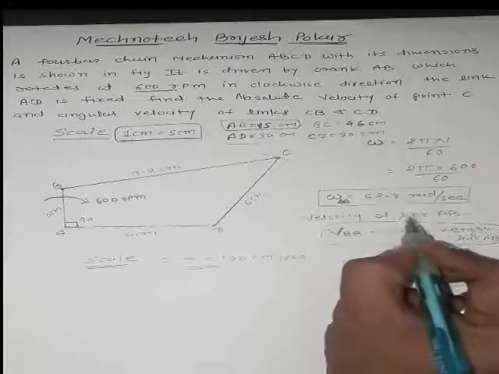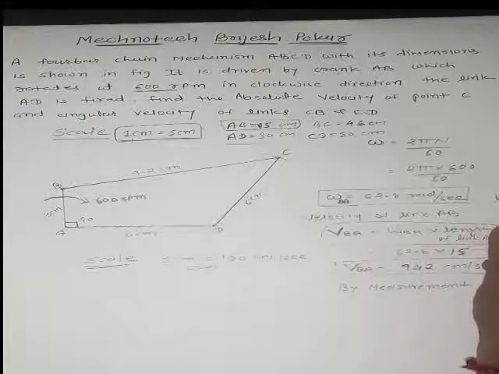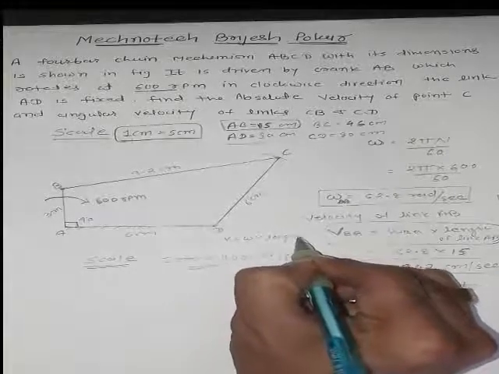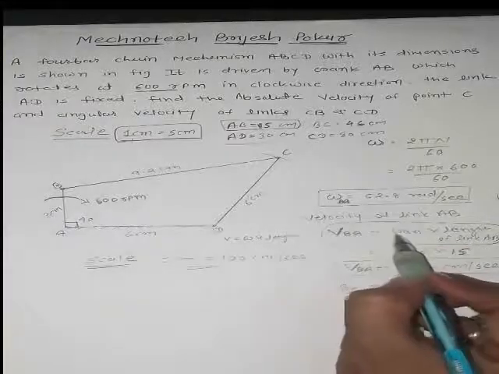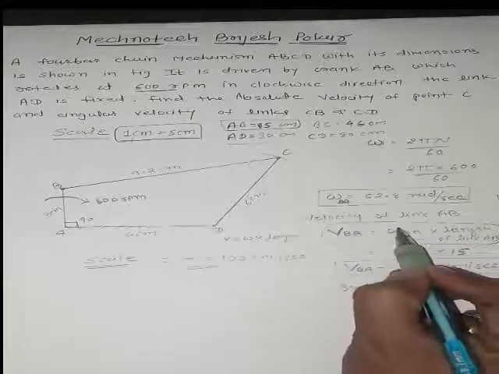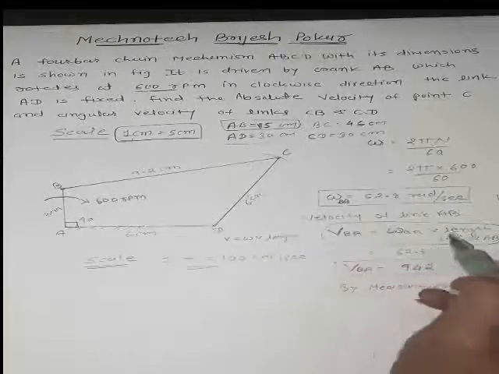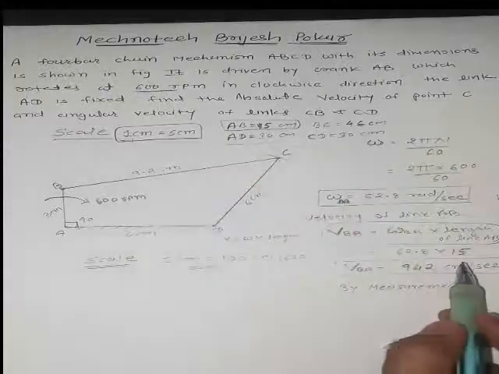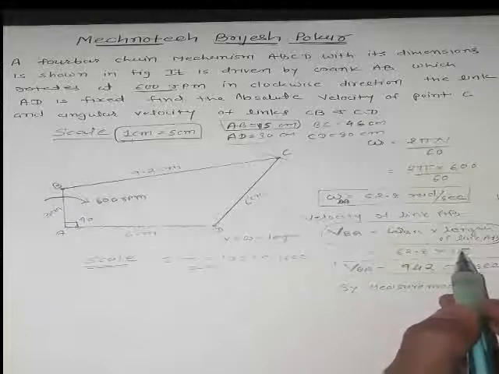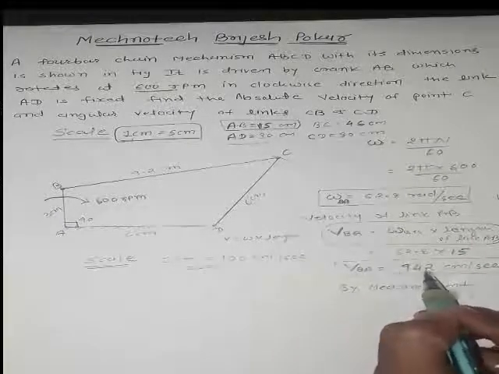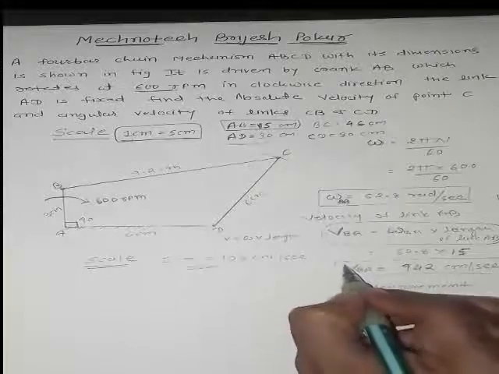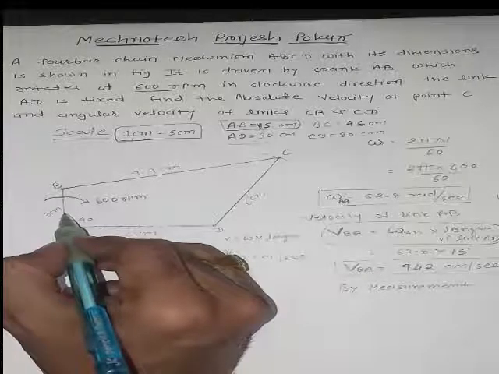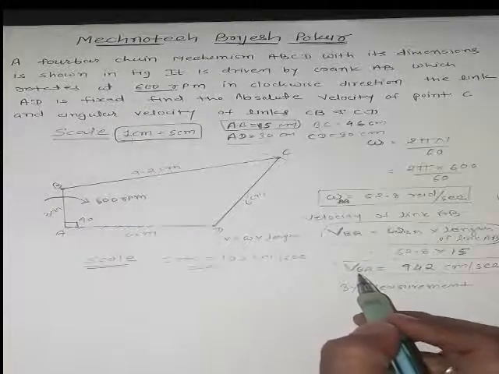Now the velocity of the link AB: velocity is equal to omega into the length of the link. Here omega, the angular velocity of BA, is 62.8, and the length of the link is 15. We have to put the original length, that is 15. So 62.8 into 15 is equal to 942 centimeter per second. Now we have the velocity of BA, that is, the velocity of the crank.